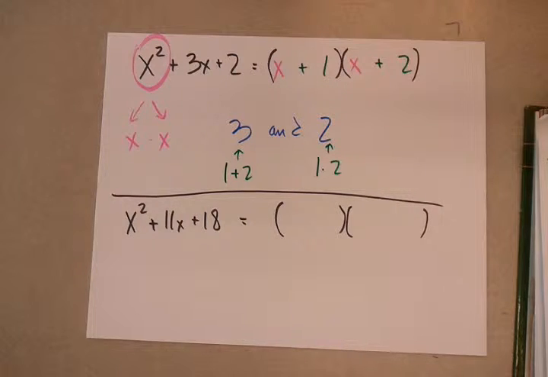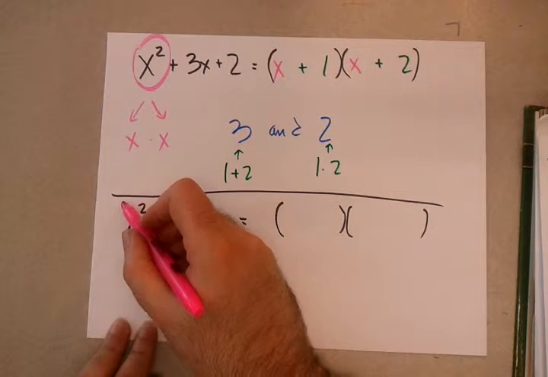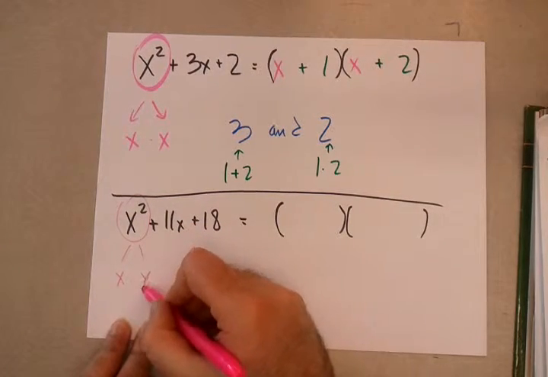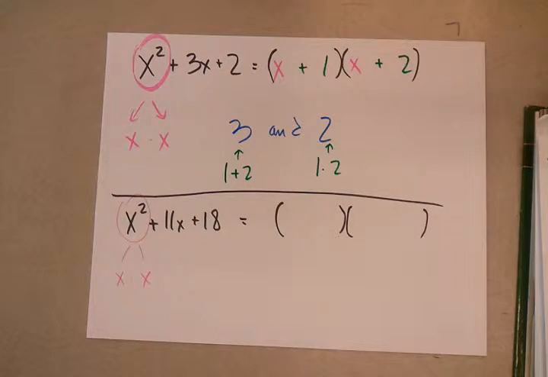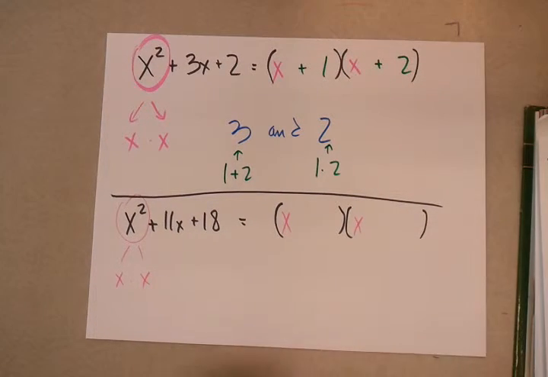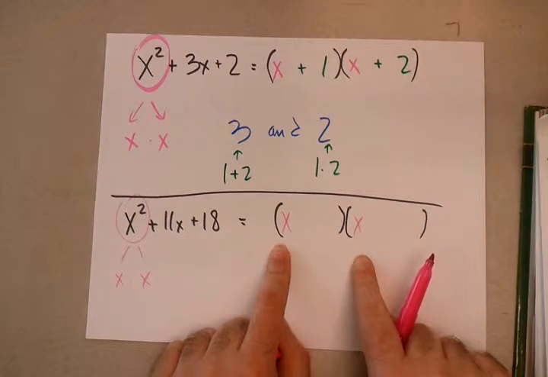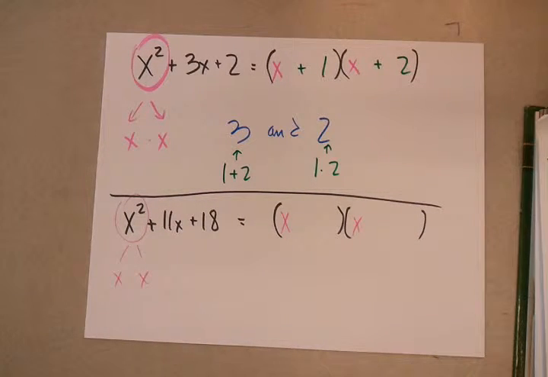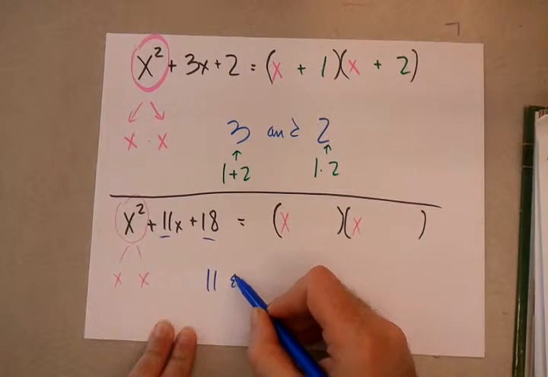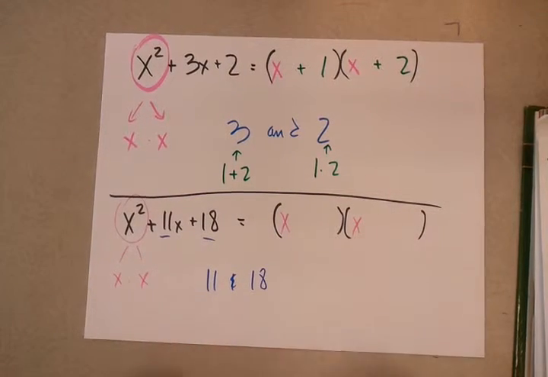Then you take a look at your first term. Same as before, it's an x squared. So more than likely it was made by multiplying a pair of x's. So you write an x here and an x here in the first position, because when you FOIL, first and first, x times x, x squared. Then you look at your two other numbers, the 11 and the 18. So I'm going to just write them up here, 11 and 18.